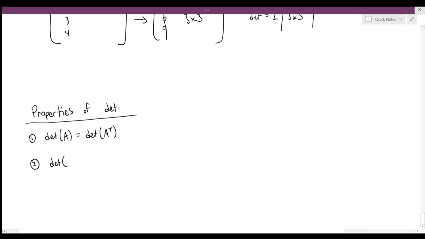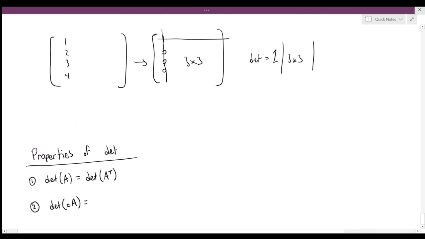If you have the determinant of a multiple of the matrix A, thinking about this one, when you multiply a matrix by a scalar, you multiply each entry by that scalar. So you can think of this as multiplying every row by C or multiplying every column by C.